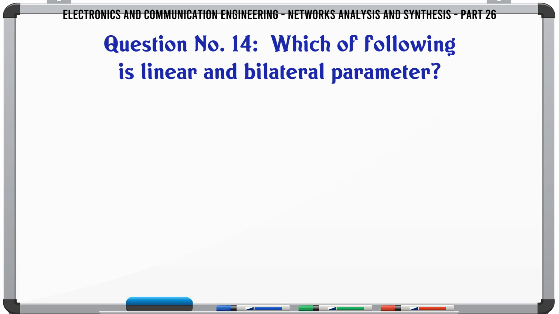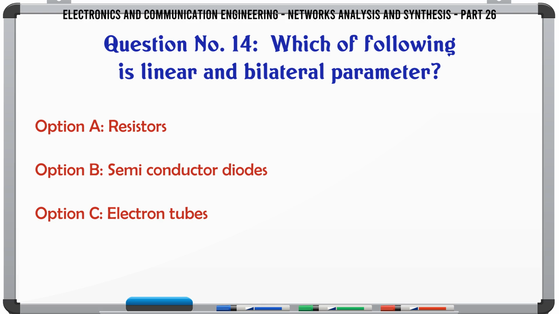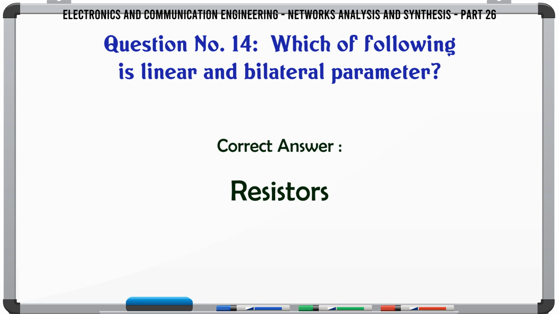Which of the following is a linear and bilateral parameter? A, resistors; B, semiconductor diodes; C, electron tubes; D, transistor. The correct answer is resistors.